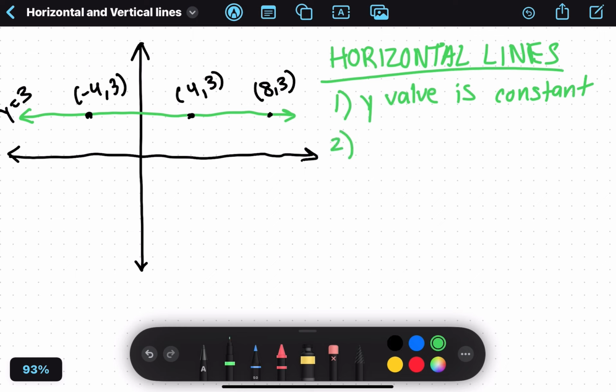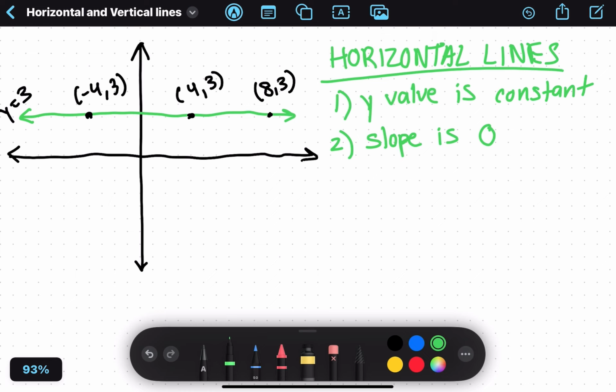Another rule for horizontal lines is that their slope is 0, meaning it just keeps going. It doesn't go up, it doesn't go down, it's not diagonal, it just goes straight across, and that's it. So let's prove that the slope is 0.